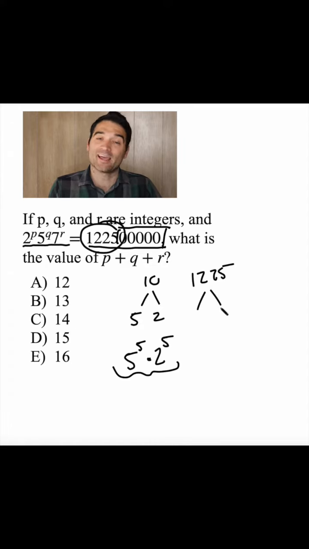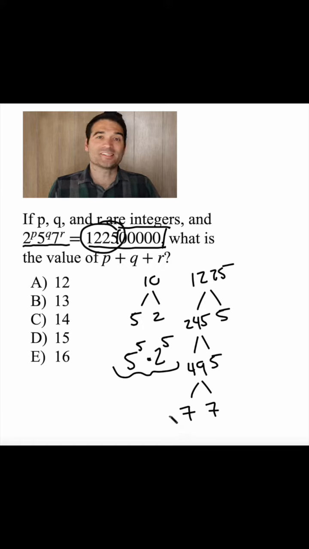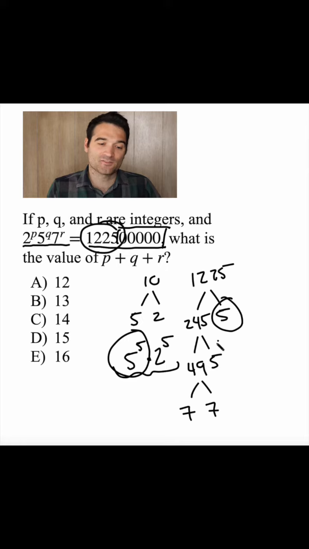I can break that down into 5 and what is that, 245 if I use my GRE calculator, right? And then I can break that down even further to 49 and 5, and I can break that down into 7 and 7. So let's count up all the 5's, 7's, and 2's that we have. We have 5 5's, 6 5's, 7 5's. I'm counting these ones that I added in, right? So 7 5's total, so that's 5 to the power of 7.